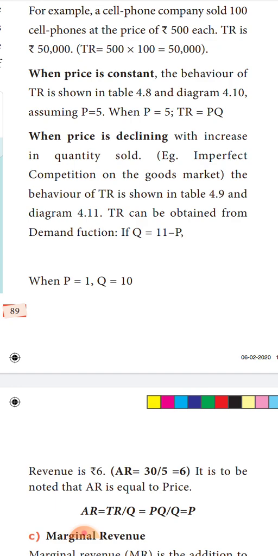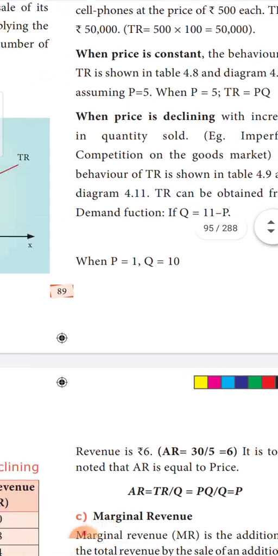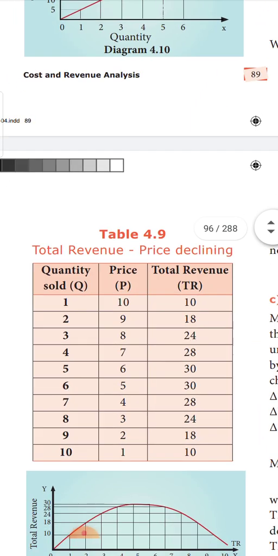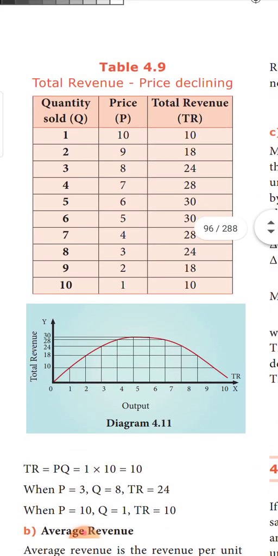at a declining price situation. When price is falling, declining, with increase in the quantity sold, which normally happens in perfect market competition, the behavior of the TR curve will be like this. Just look into the table. When you want to sell 1 unit, the price is 10 rupees. When you reduce the price from 10 to 9, you are able to sell 2. Like that, just observe the first column and second column. As price is falling down, you are able to sell more units of commodity.